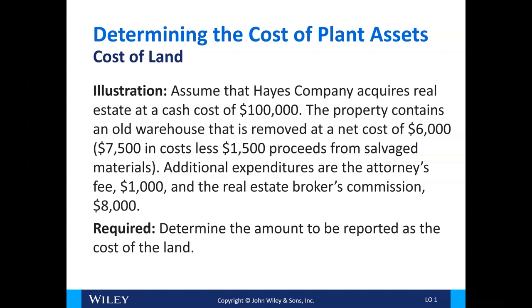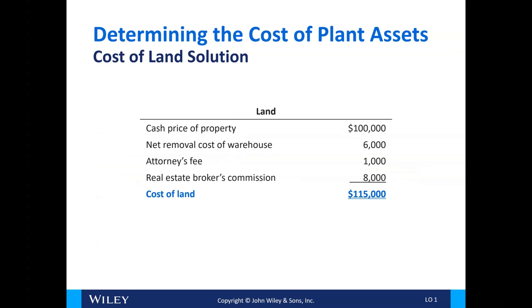So here we've got a cash cost of 100,000, and the property came with an old warehouse that is removed at a cost of 6,000. So we're buying land. The building is actually a hindrance. So we want to get the land ready for its intended use at its intended location. Well, obviously it's at its intended location, but we're going to build a building there. So if there is a building already and we don't need it, then that's part of the land cost. Then we have attorney's fees of 1,000 and broker's commissions. And so you add all those together, and that's going to be the cost of the land.